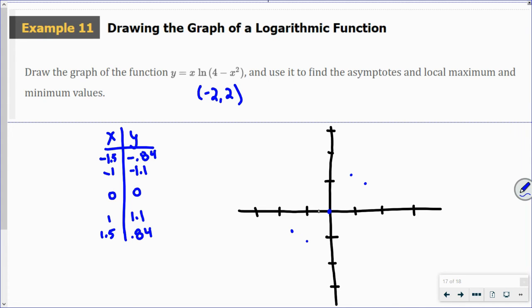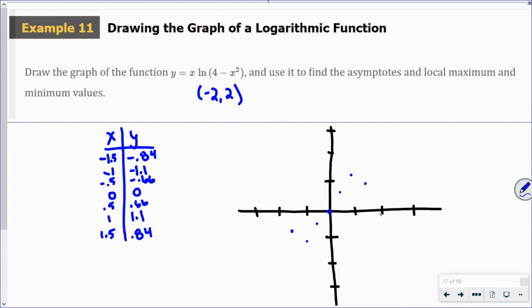Let's put in -0.5 and 0.5. So -0.5 is -0.66, so about there. So this is kind of turning and going this way. So we had symmetry, so this is going to be 0.66, and you can check that. So about here.